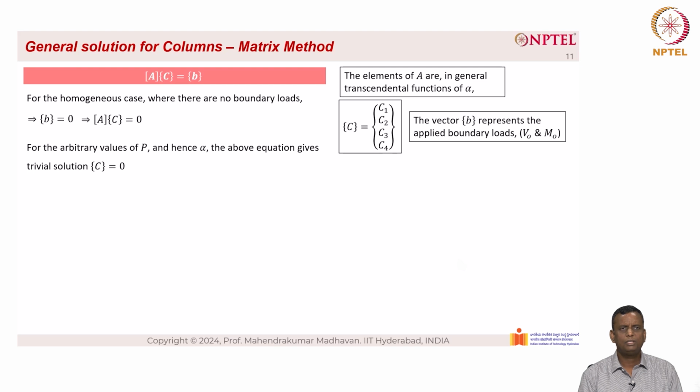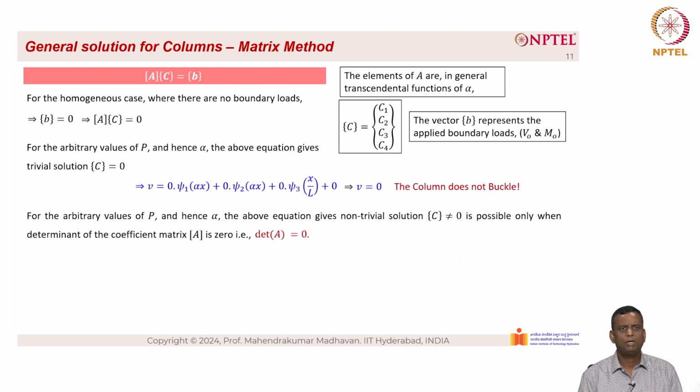For arbitrary values of P and hence alpha, the above equation gives the trivial solution C equal to 0. When C equal to 0, it indicates that V equal to 0 of psi 1 of alpha x plus 0 into psi 2 of alpha x plus 0 into psi 3 into x by L plus C4, which means that when the vector C is 0, all the coefficients C1, C2, C3 are 0, which indicates that V equal to 0, which is the lateral displacement. If V is 0, the column does not buckle.